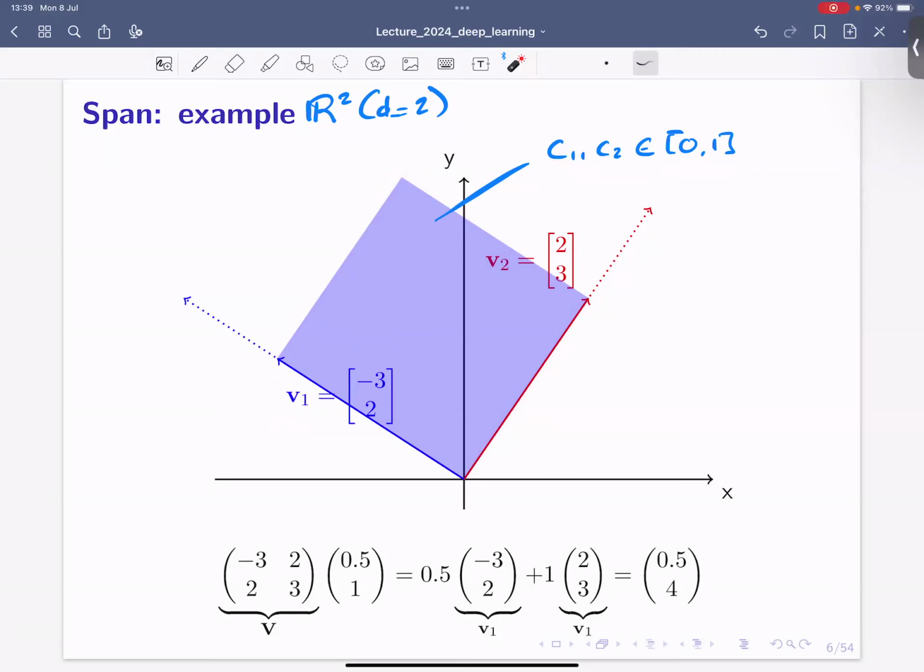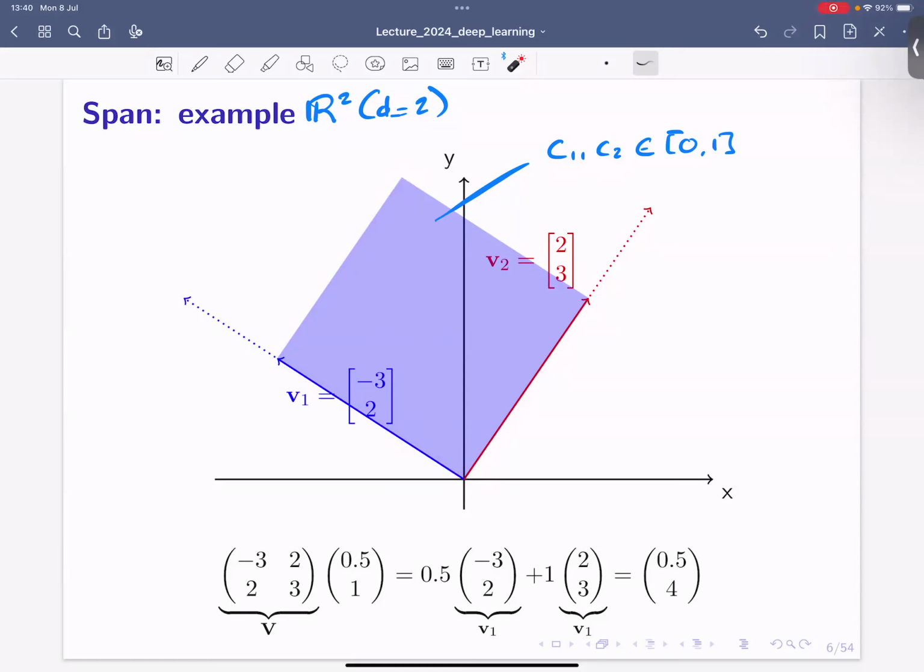Okay, so for instance, first of all, if you take C1 and C2 to be 0, you get just the 0 vector here. So this is indeed inside this blue parallelogram. If you take C1 and C2 to be 1, you get this point here, because that means you're adding V1 to V2. So you get this vector here, and so on. So you can take different combinations.